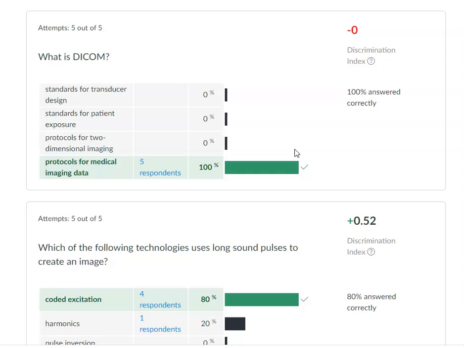What is DICOM? DICOM is a protocol for medical imaging. It's how PACS and our imaging systems, whether it's CT, ultrasound, or any other system, talks to the PACS system.